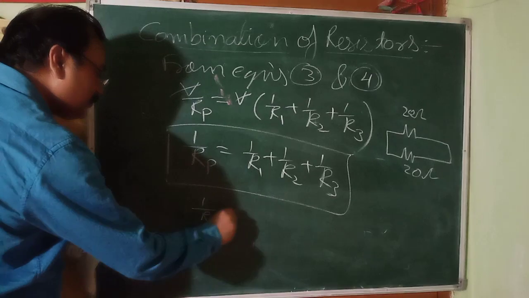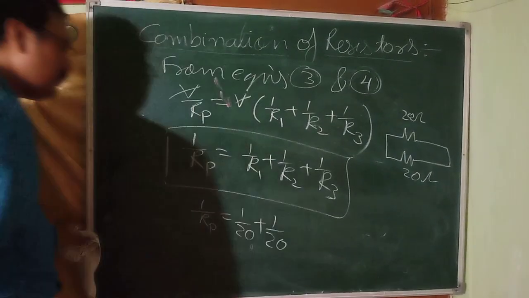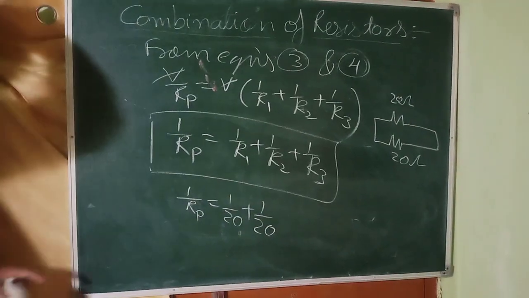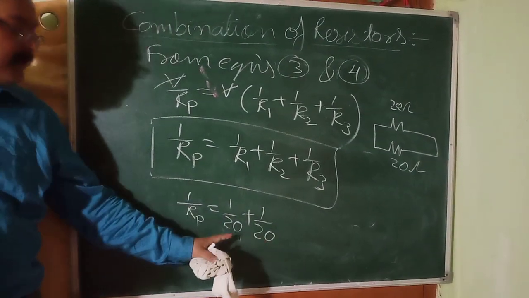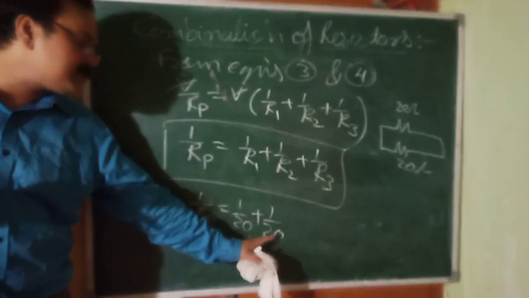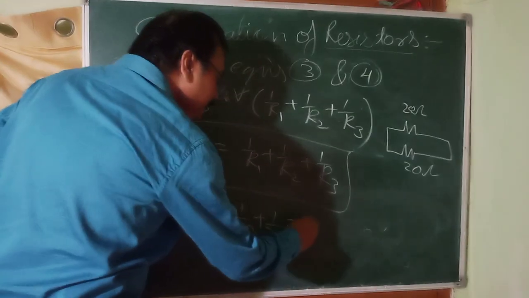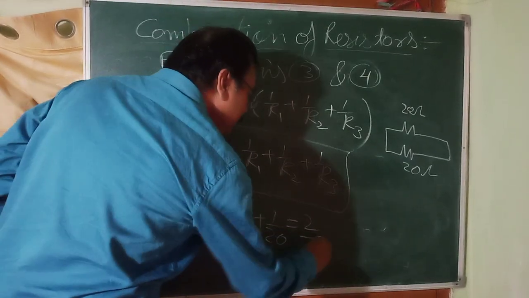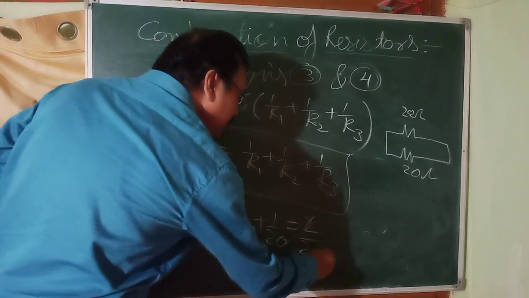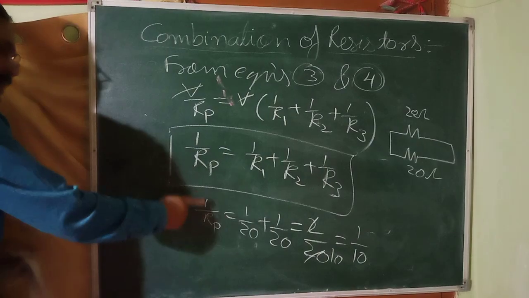1 by Rp is equal to 1 by 20 plus 1 by 20. Okay. So you can see the denominator is the same, and we know that according to the rule of fractions, when the denominator is the same, then the numerators can simply be added. So what will we get from here? 1 plus 1, 2, 2 by 20, and we can cancel 2. So what will we get? 1 by 10. So 1 by Rp is 1 by 10.